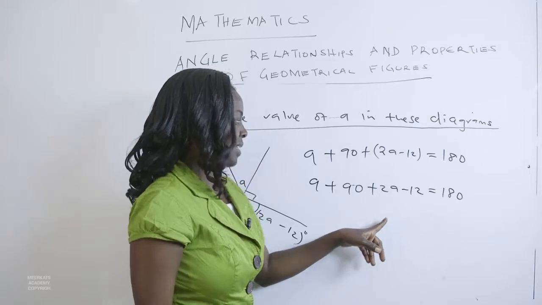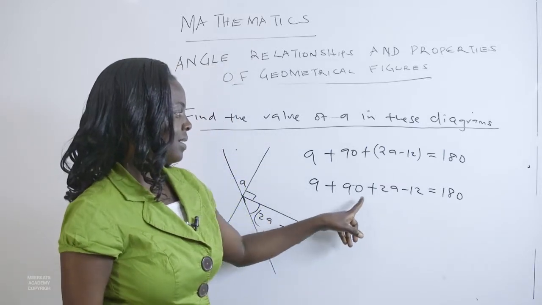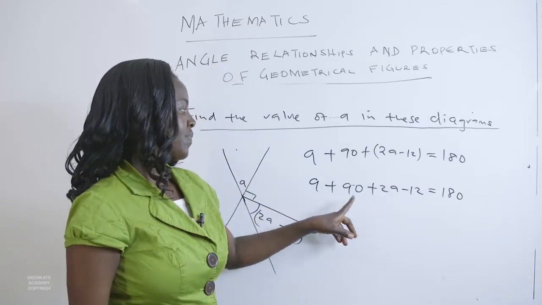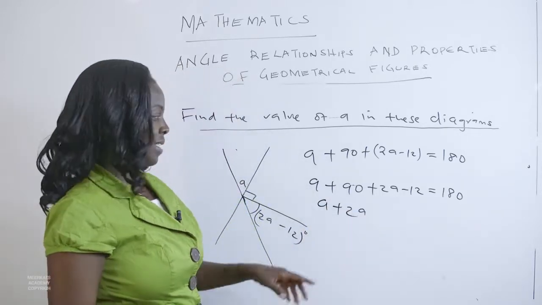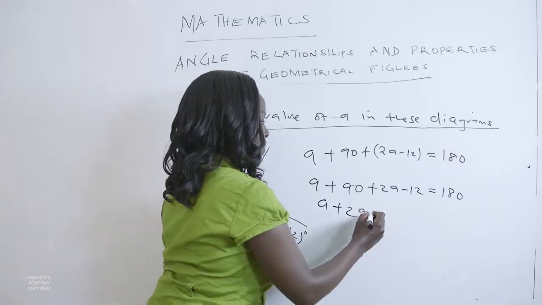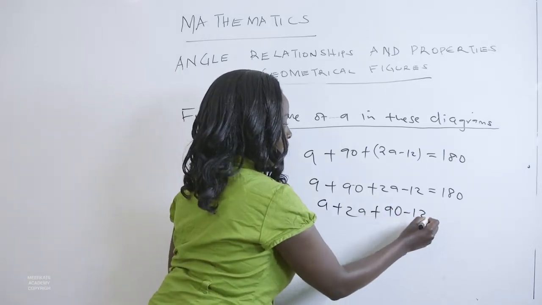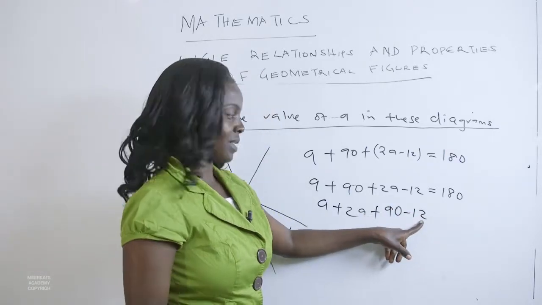Let us now collect the like terms. So we have A, 90, 2A, and 12. A and 2A are like terms, both of them have A. 90 and 12 are numerals. They are numbers.